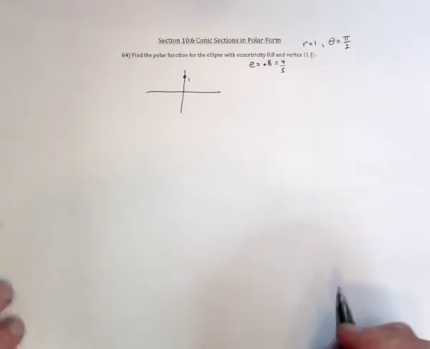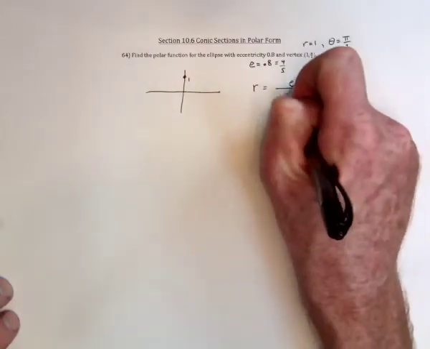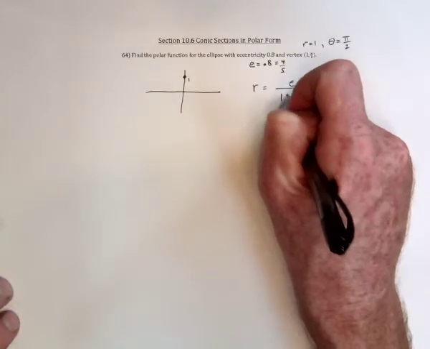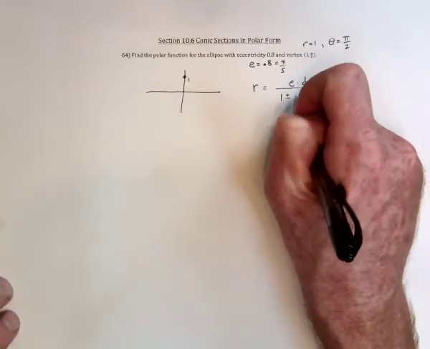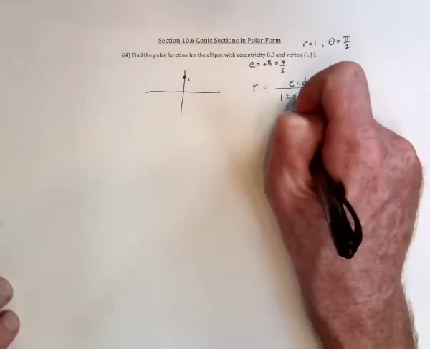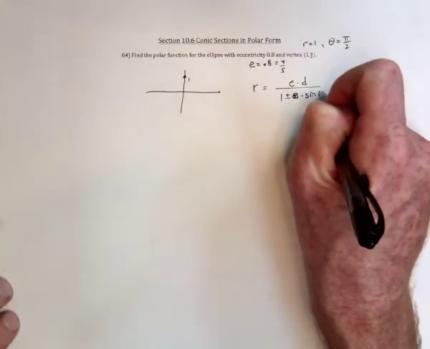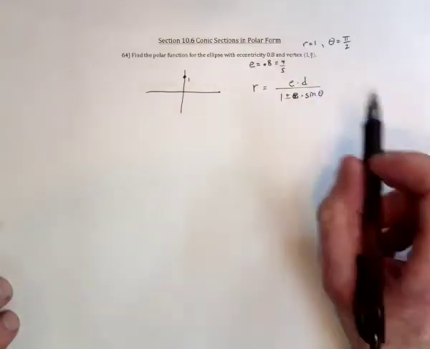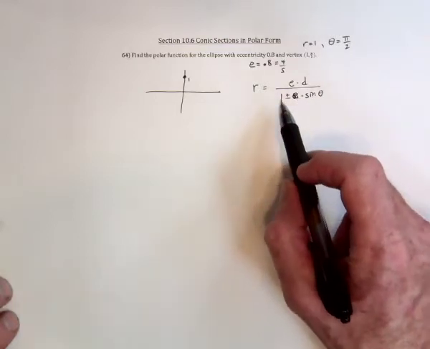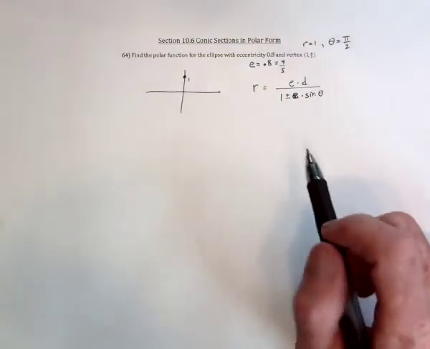Now, the other thing to keep in mind is that in general, in polar form, you've got r is equal to e times d, over 1, and it can be either plus or minus, and then it can be either sine or cosine. Right now, I'll just write sine. And sitting in front of that's e, and then sine of theta. So what we could do is just say, I'm going to use 1 plus e sine of theta, and see what this shape looks like.